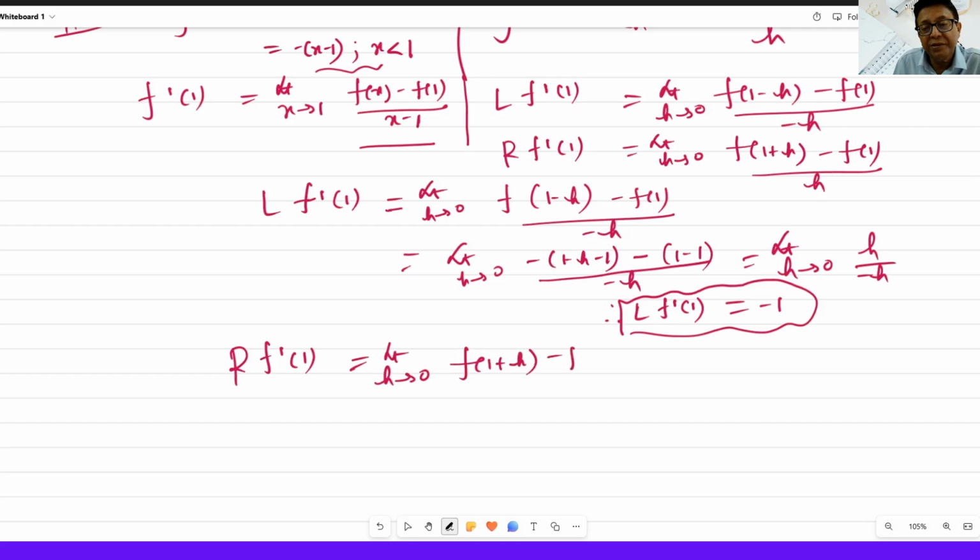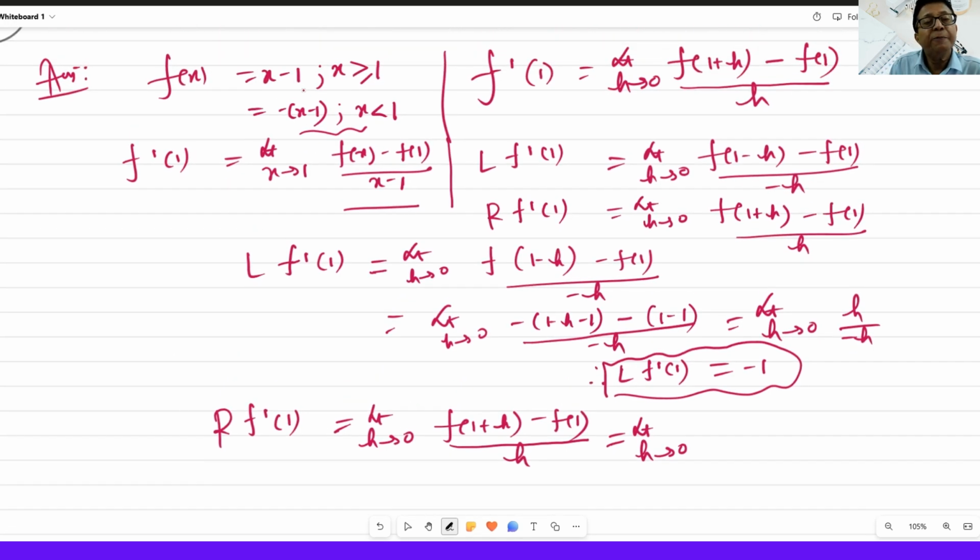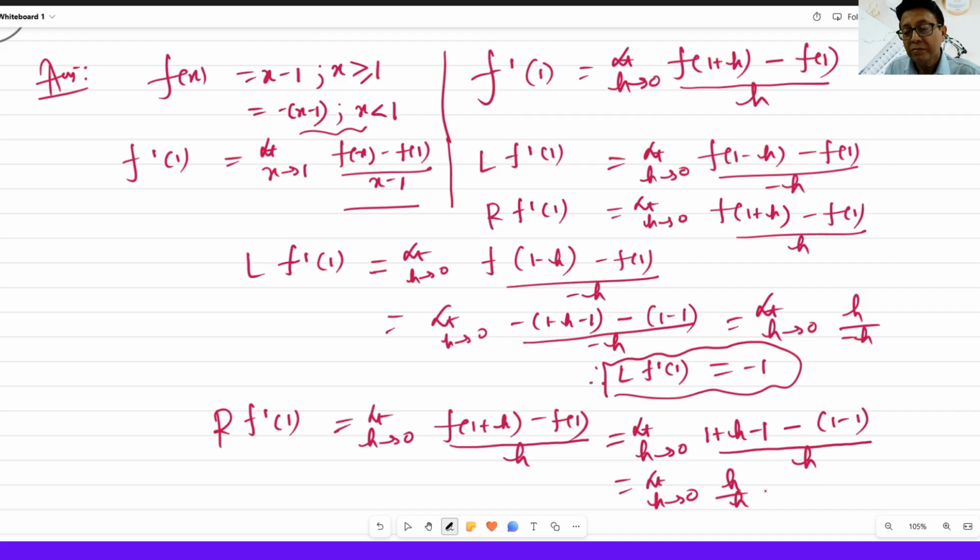One plus h minus f1 by h. Okay, so this will be the limit h tending to 0, f of 1 plus h. Look at the function; this part is greater than, so we'll be using that. 1 plus h, and f1 you get there only. This divided by h is equal to 1.